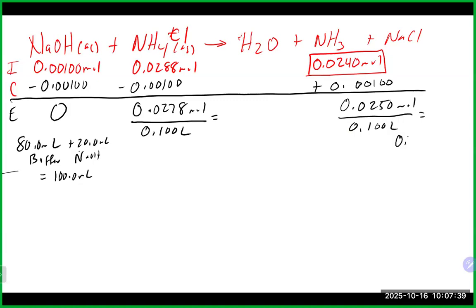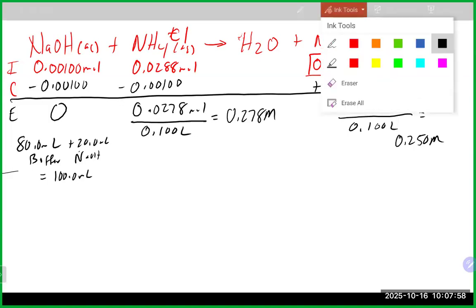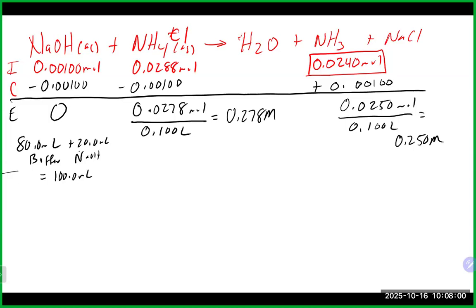Looks like 0.25 molar. And on the other side, 278, it looks like. First off, any questions on the table or any of that part of it? All right, so if at this point you're maybe unsure of what you got going on, you can always use your ice table to help you figure out what is happening.